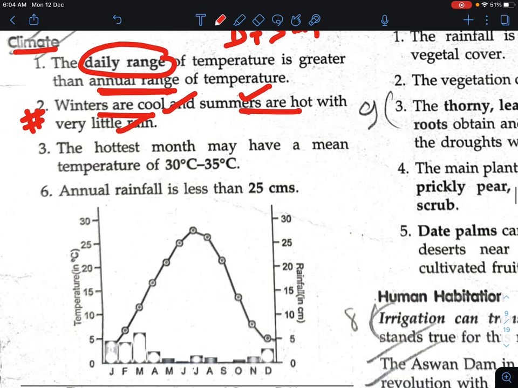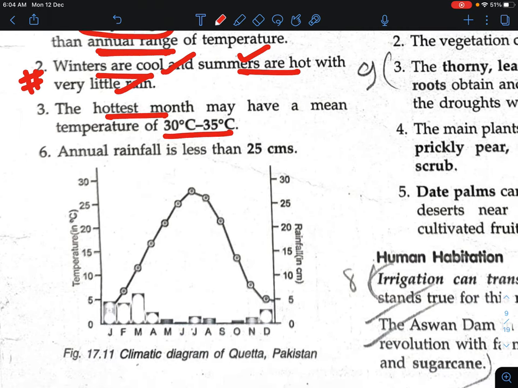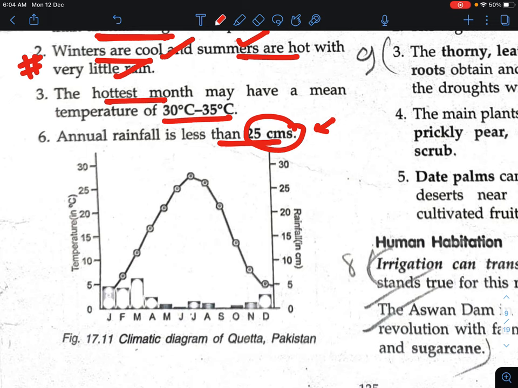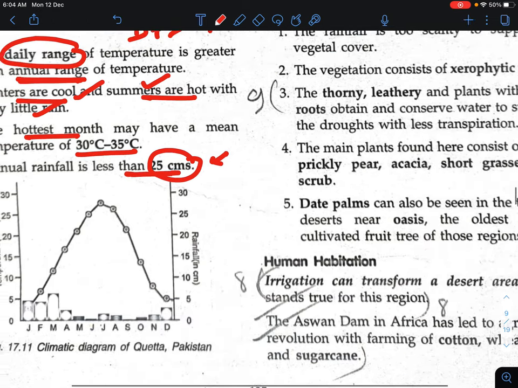If you talk about the hottest month, the mean temperature may be 30 degrees Celsius to 35 degrees Celsius. The annual rainfall is less than 25 centimeters, because it is an arid region, which means most of the water does not get precipitated here.